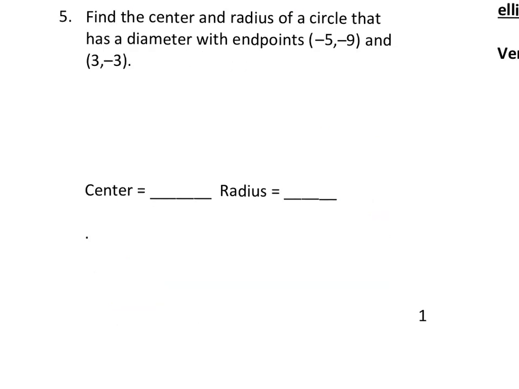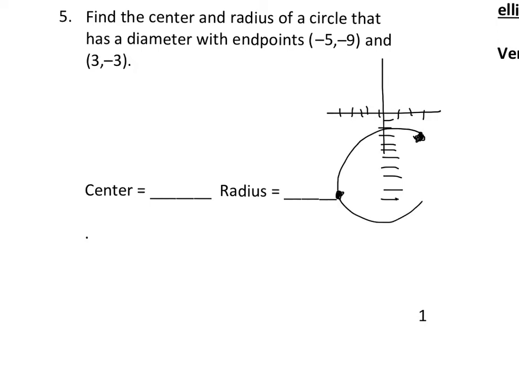My advice for problems like these is to sketch a quick graph of what it looks like. So if I were to graph -5, -9, that would be somewhere down there. And if I were to graph 3, -3, it'd be about right there. So those are the endpoints of the diameter on the circle. We're trying to figure out where is the center and how long is the radius. So we have our 2 endpoints.